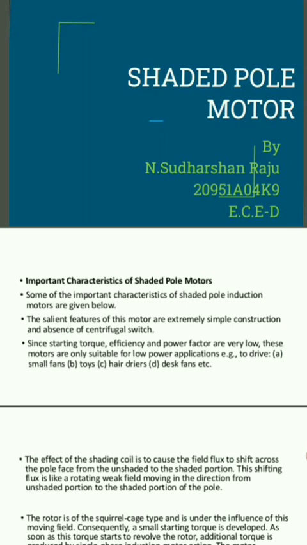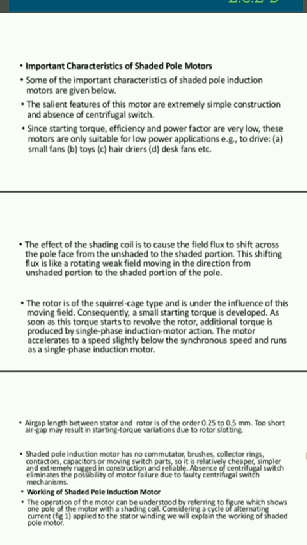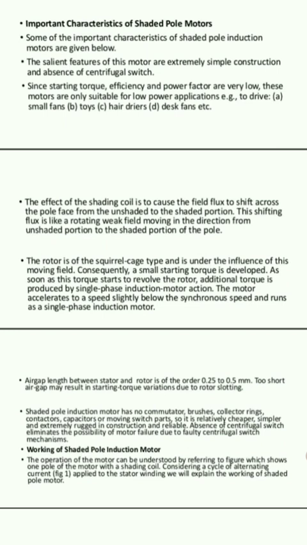Small fans, toys, hair dryers and desk fans are examples. The effect of the shading coil is to cause the flux to shift across the pole face from the unshaded to the shaded portion. The shifting flux is like a rotating weak field moving in the direction from the unshaded portion to the shaded portion of the pole. The rotor is of the squirrel cage type and is under the influence of this moving field. Consequently, a small starting torque is developed.